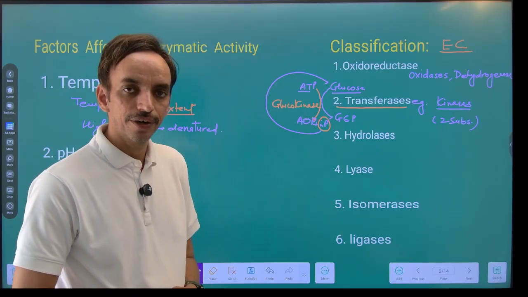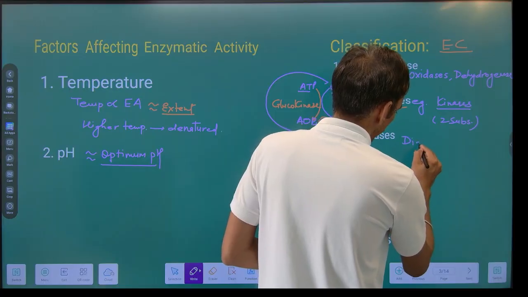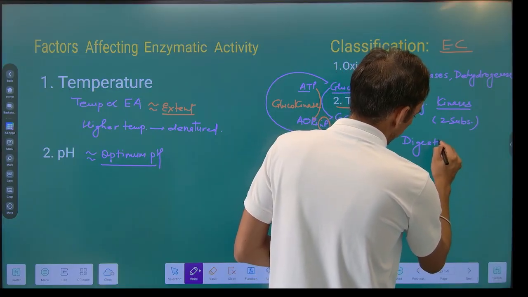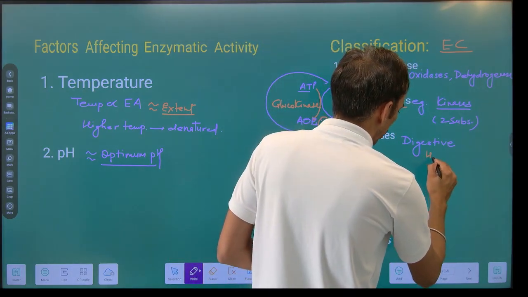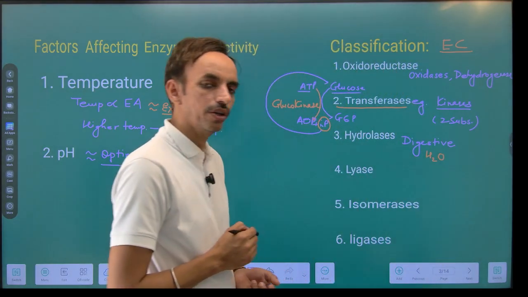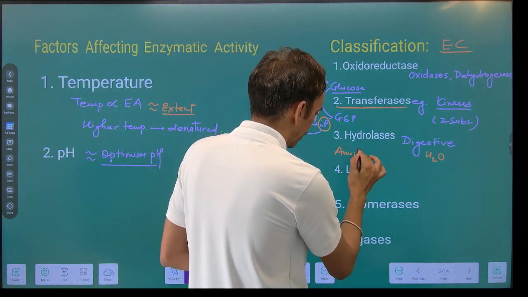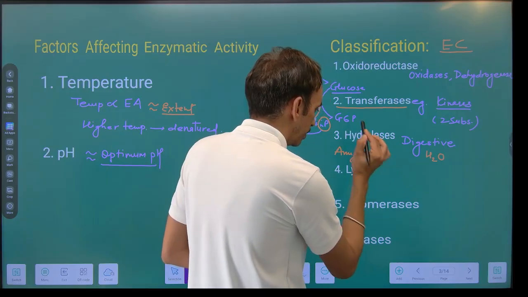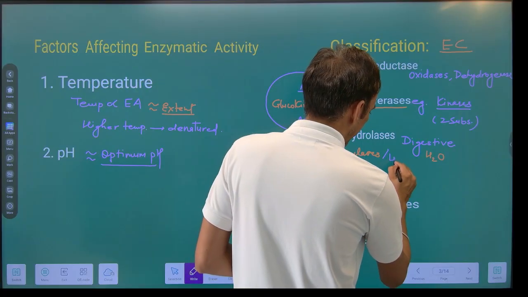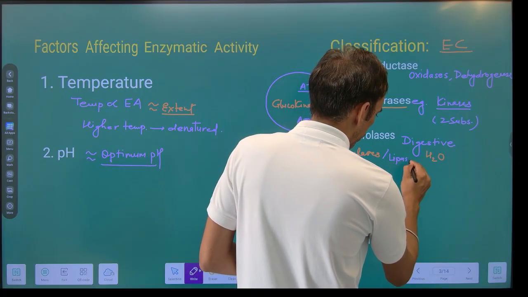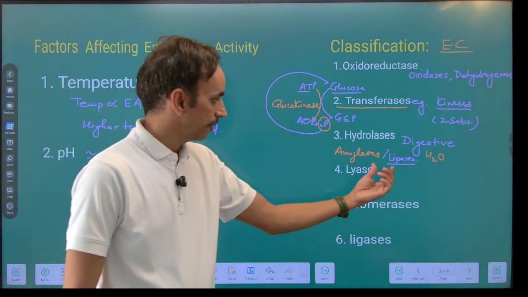Next is the hydrolases. These include the digestive enzymes, and these digestive enzymes generally require a water molecule to break the other molecule. For example, the amylases, which carry out the breakdown of starch. We also have lipases, which are involved in fat breakdown.